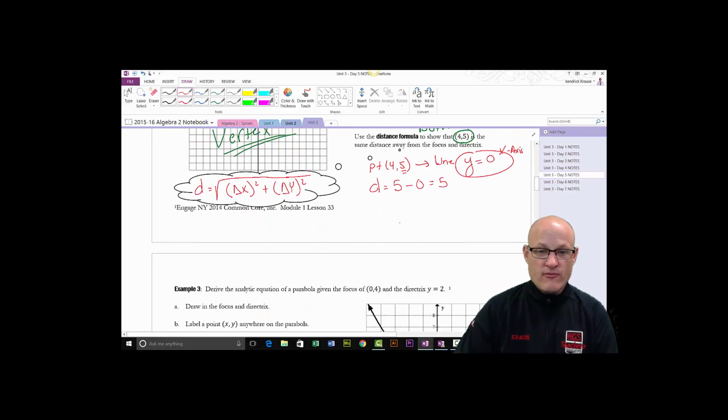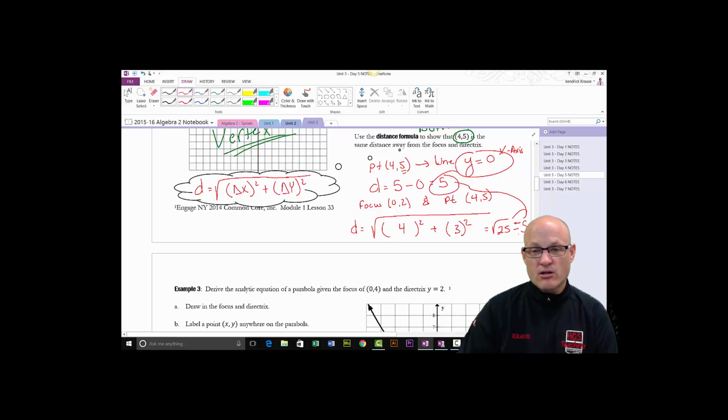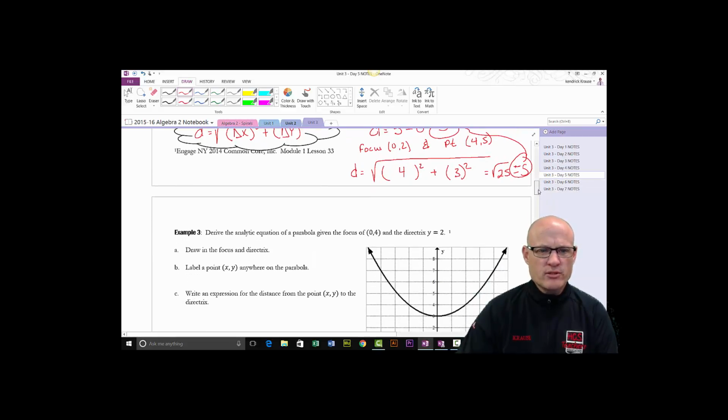Then I want to find the distance from the focus, which in this case is the point 0, 2, and the point that we said was equal distance, 4, 5. I want to find that distance. So we're going to use the distance formula. The change in the x values is 4. We'll square that. Plus the change in the y values, which is 3, and then we'll square that. This turns out to be the square root of 25, which of course is just 5. Therefore, they are equidistant.